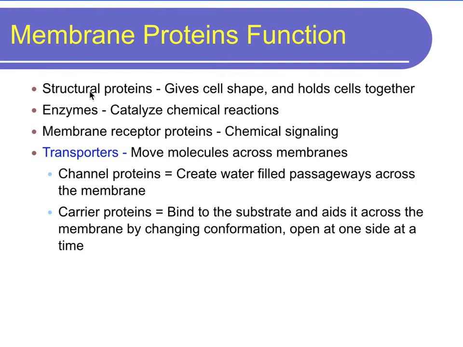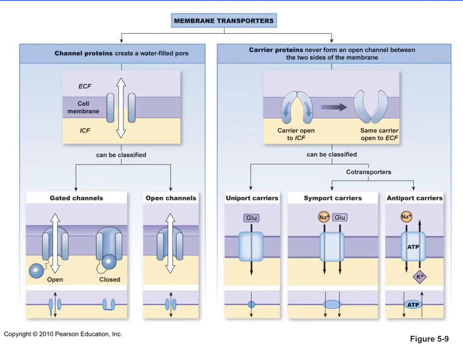Now, in your cell membrane, you have different types of proteins. Some of them help give your cell its structure. We have some enzymes, we have some receptors, and then we have transporters. Again, transporters are things that are going to allow solutes to transport or move across the membrane. And transporters can come in the form of channels and carriers.